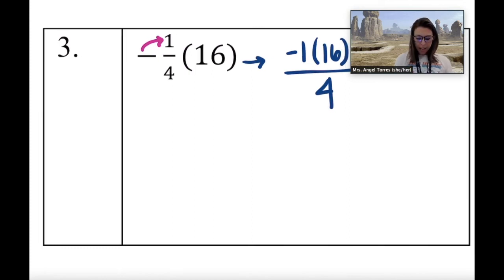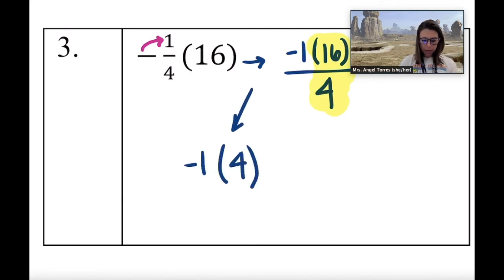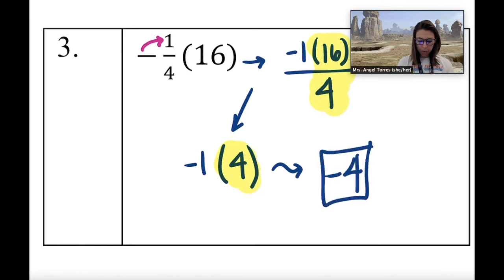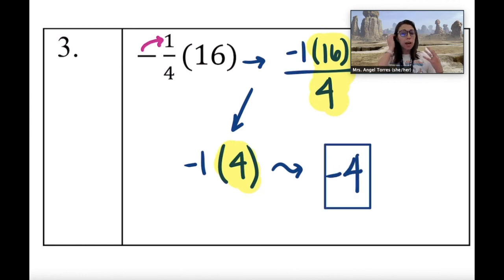There we go. And we do have a quotient that we can simplify, 16 divided by 4. 16 divided by 4 is 4. So this becomes negative 1 times 4. So again, all we did was simplify that quotient, and negative 1 times 4 is negative 4. Notice again, I didn't have to do any type of simplifying fractions. I'm just looking at this as an equivalent product and quotient.